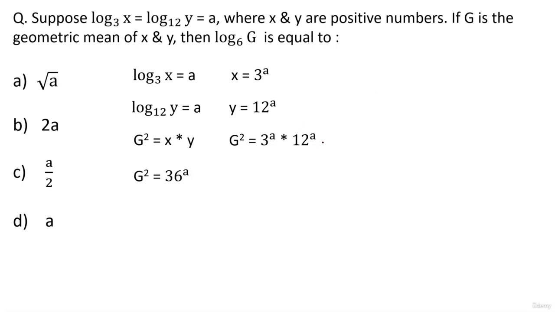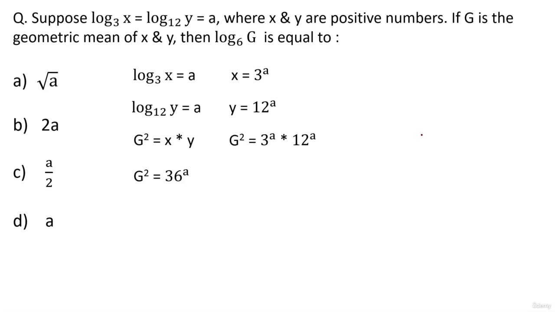power a, right? So basically ऐसा हो जाएगा. Okay, 3 raised to a है, 12 raised to a, so ये क्या हो जाएगा? 3 into 12, the whole raised to a, right? Okay, so 3 12 is 36, so g square is 36 to the power a in this case, right? So if g square is 36 to the power a in this case, हम लोग क्या बोल सकते हैं?